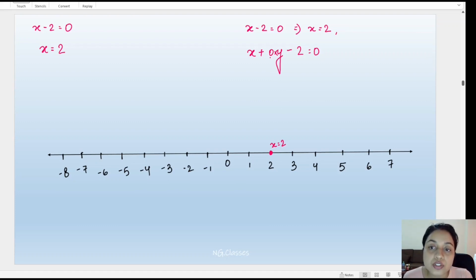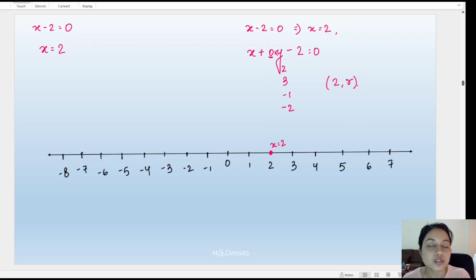Why? Because the coefficient of y is 0. So whatever you take as y, you can take y as 2, that will satisfy the equation. You can take y as 3, because 3 multiplied with 0 is again 0. You can take y as -1, -2. So x has to be 2, but y can be anything. So the coordinate will be in the form (2, r). Here the r value can be anything, but the x coordinate has to be 2. And this way we will get infinitely many points.